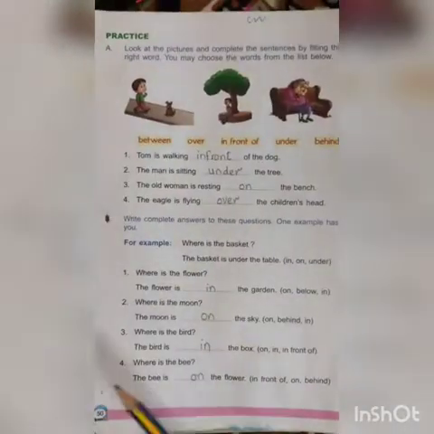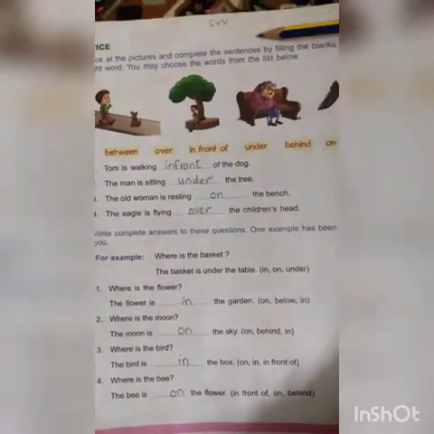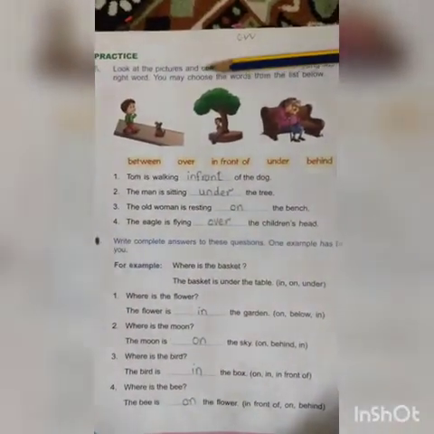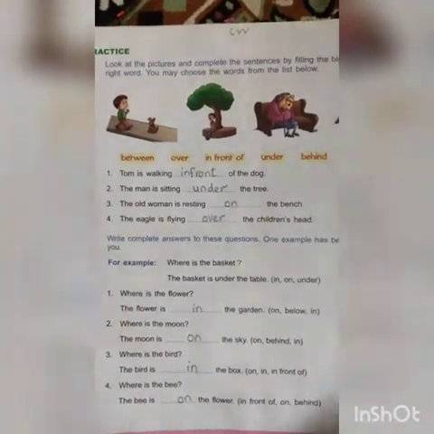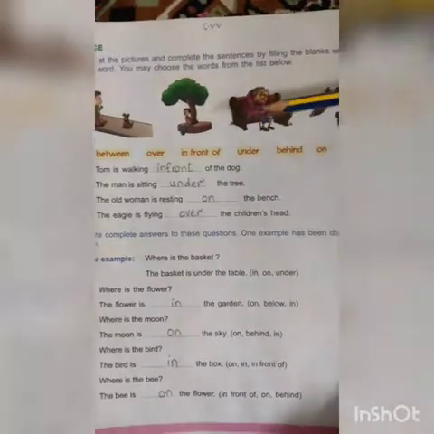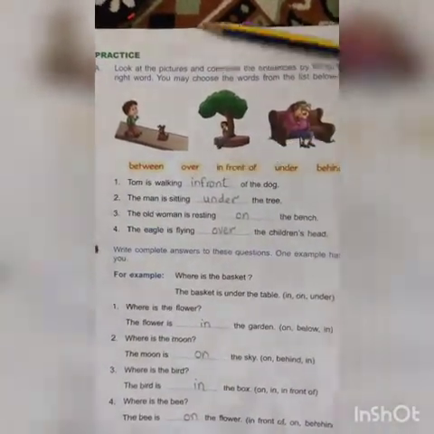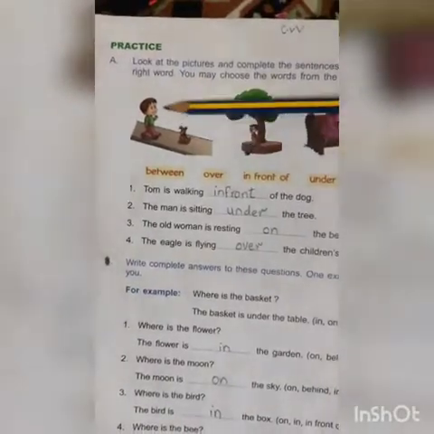Now look at your page number 50. Practice. Look at the pictures and complete the sentences by filling the blanks with the right word. You may choose the word from the list below. Here we have some words like between, in front of, under, behind, on. Tom is walking dash of the dog. Tom is walking in front of the dog.